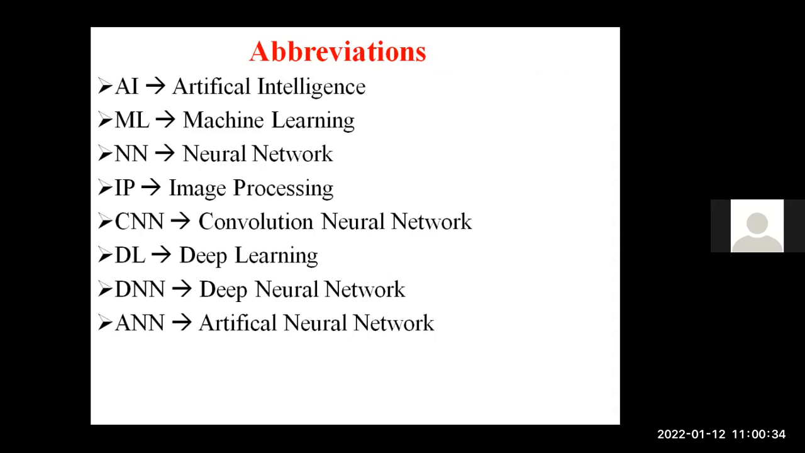In my slides, documents and explanations, I'll be using some short forms, so let us understand those abbreviations. AI means artificial intelligence, ML machine learning. Wherever you find NN, that's neural network, IP image processing, CNN convolutional neural network, DL deep learning, deep neural network, and ANN artificial neural network. These are some of the short forms I may use, so all of you can keep a note of them so that you can understand the concepts.